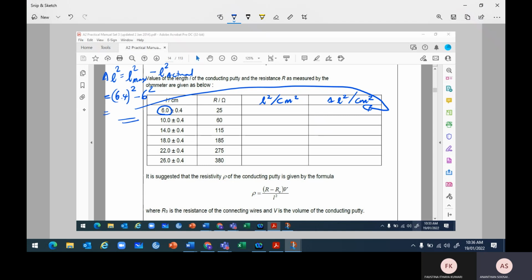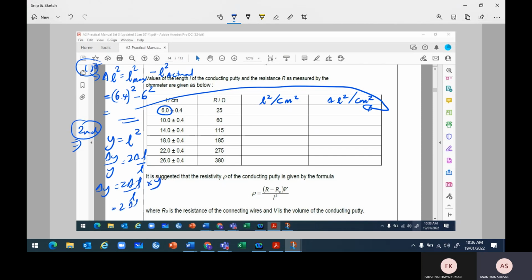Another method. What you can do? You want to find uncertainty for L squared. You just say y equals L squared. This is the second method, and that was the first method. Second method. So changes of y over y is what? 2 changes of L over L. So changes of y is what? 2 changes of L over L multiplied by y.